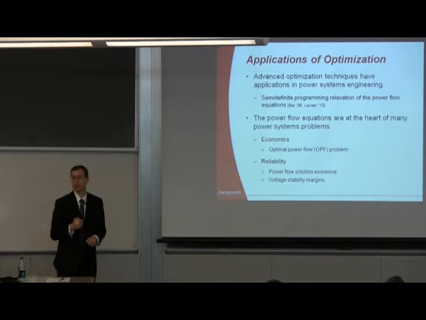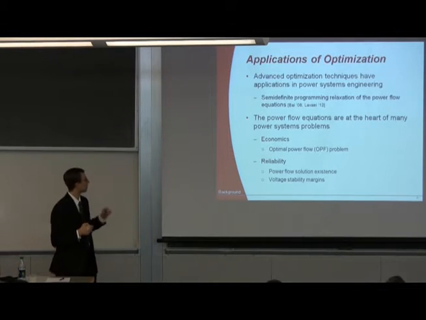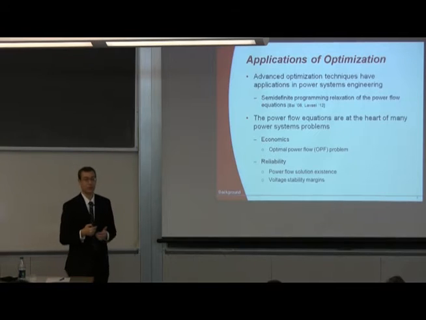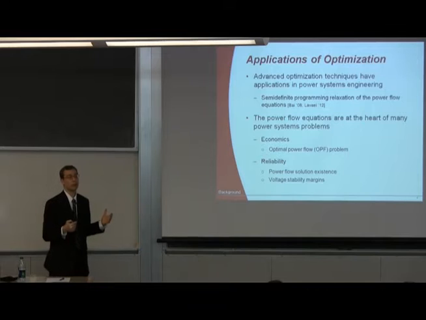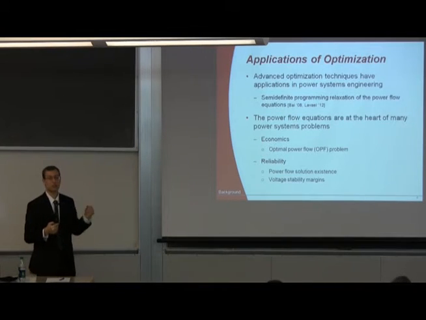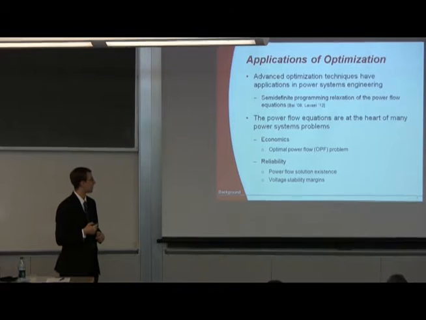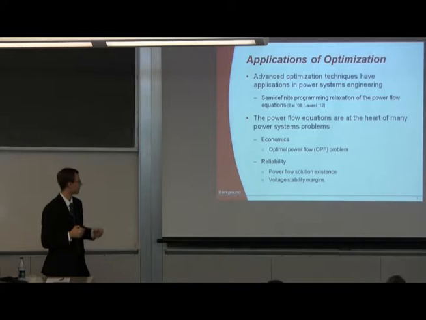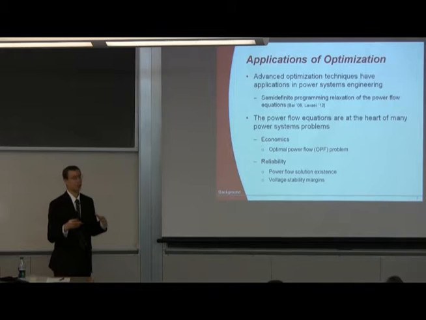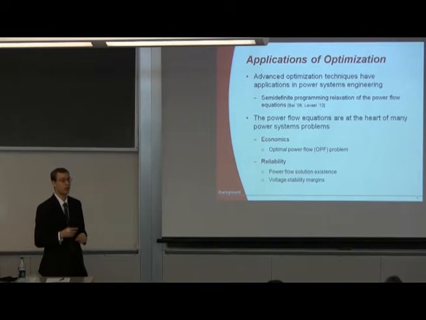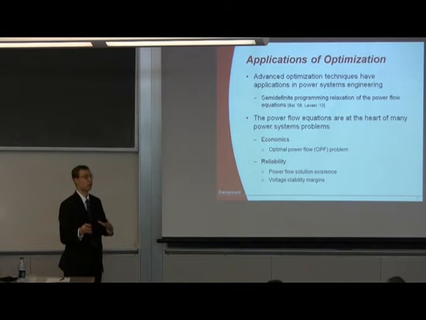So this is where optimization can come in and help us. New advanced optimization techniques have applications in power systems engineering. What we're going to be talking about today is something called a semi-definite programming relaxation of the power flow equation. This work originally came out of some guys at Caltech, and we've been trying to leverage it to a whole bunch of problems in power systems. What we'll be looking at are the power flow equations. These are the equations that relate the power injections in a transmission network to the voltage phasors in the transmission network. So the voltage magnitudes and angles everywhere related to the power injections, the active and reactive power injections.